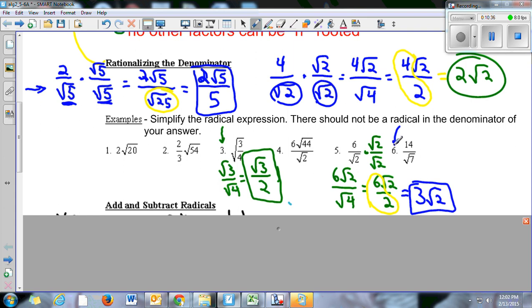You can try number 6 on your own here real quick. Go for it. Pause. Unpause. Here we go.